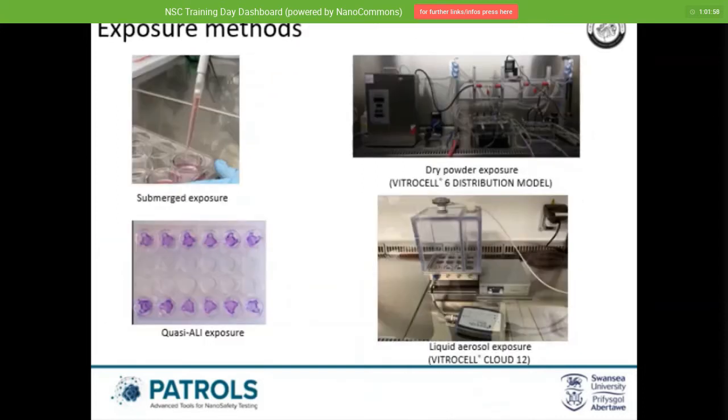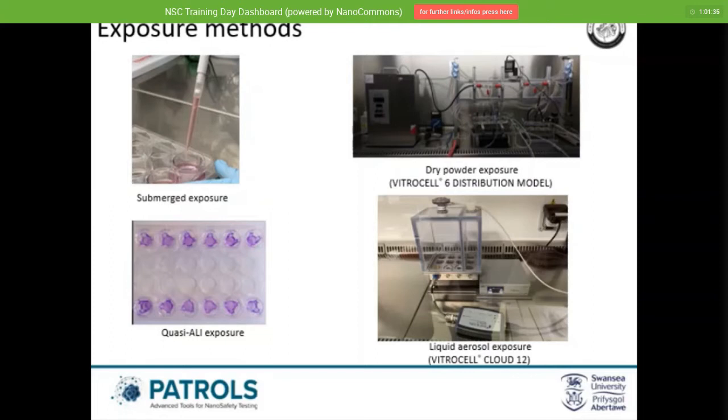Now that we have our model and we've allowed it to acclimatise to the air liquid interface for 24 hours, there are various exposure methods that we can implement. The traditional and most commonly used exposure method is a submerged exposure. This is where the whole of the apical side of the membrane is filled with media with our chemical or particle of interest and exposed to the cells that way.